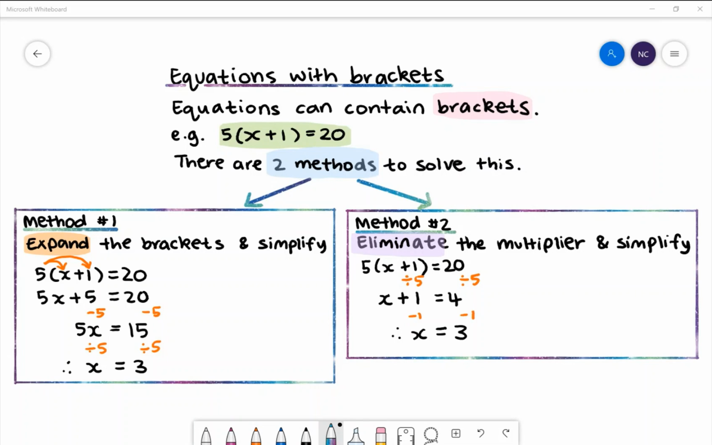In method 2, we eliminate the multiplier, which is the number in front of the brackets, and then we simplify. The multiplier is 5, so we divide it away. Make sure that any operation performed on one side is also performed on the other side. We then have x + 1 = 4. Subtract 1 on both sides of the equation and we are left with x = 3. Method 2 is often shorter, so in our examples we will be using method 2.